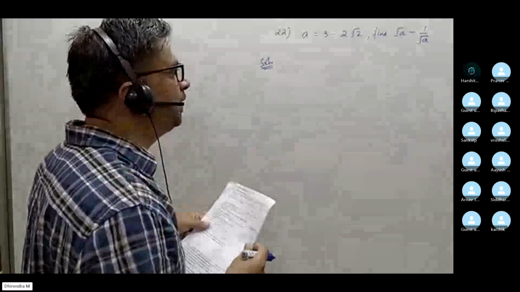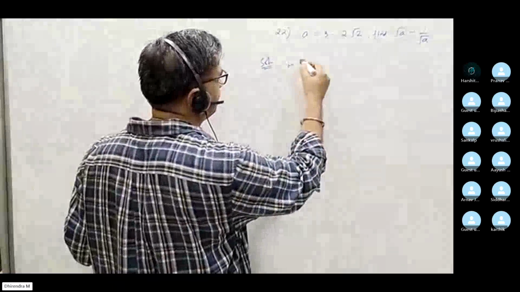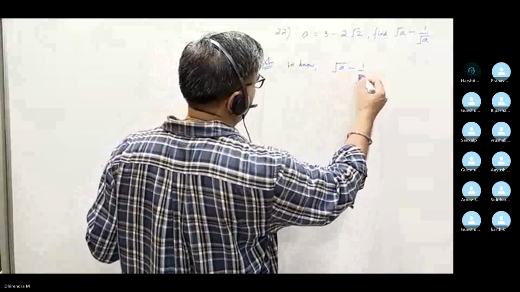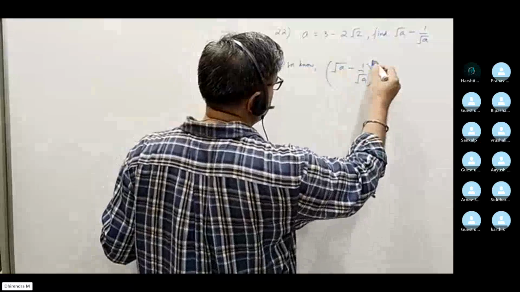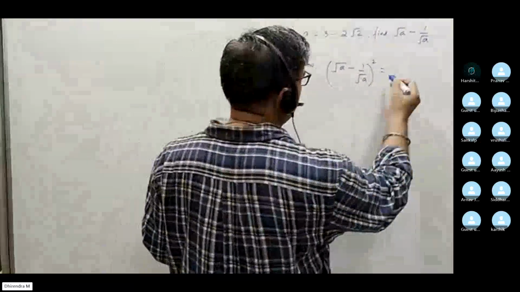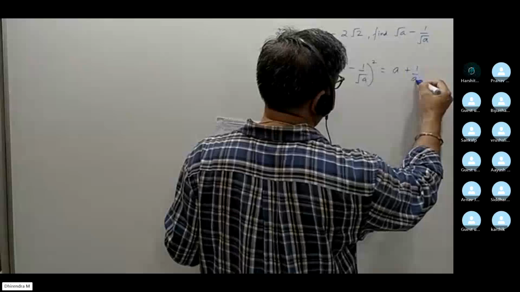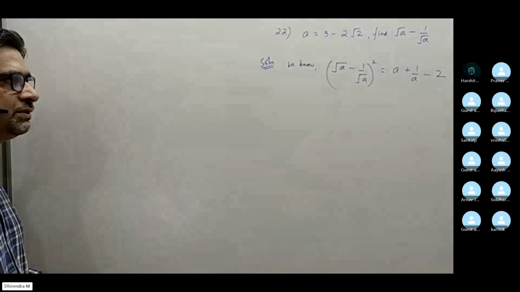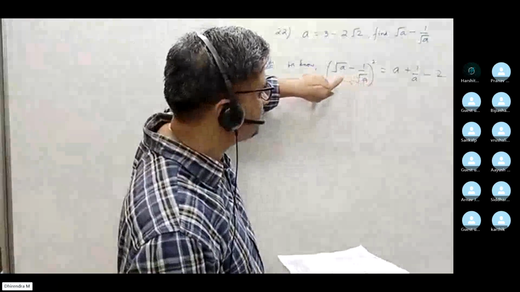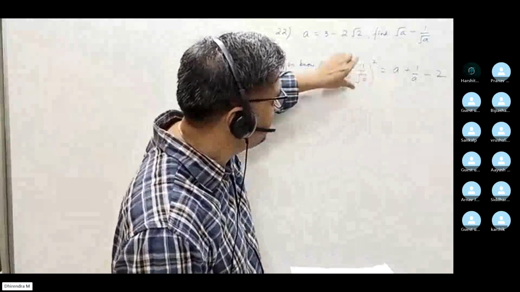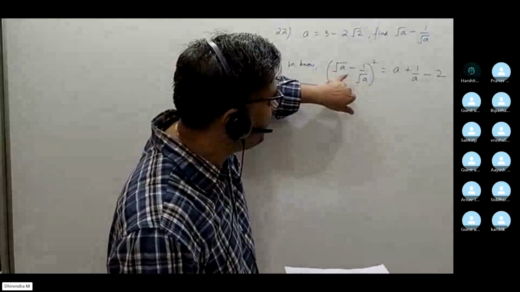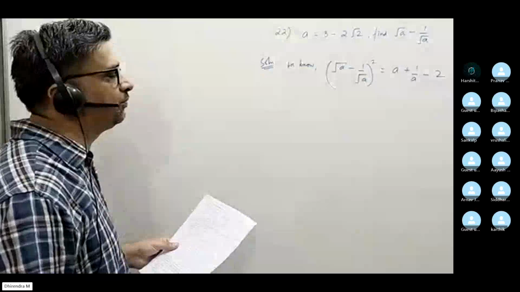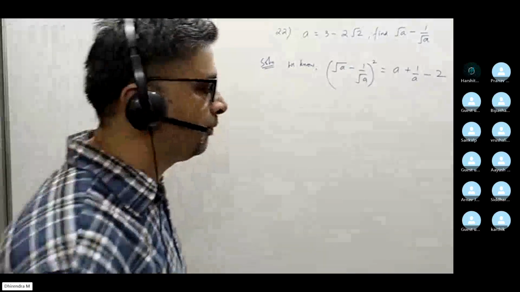Now, you have to be very conversant with the identities to be able to solve these questions. We know root A minus 1 by root A, the whole square, is how much? Is this not equal to A plus 1 by A minus 2? Anyone having any doubts in this? This is a square plus b square minus 2ab, right? So a square is A, b square is 1 by A, and minus 2ab will be root A times 1 by root A, which cancels, and we are only left with minus 2. Clear, all of you?